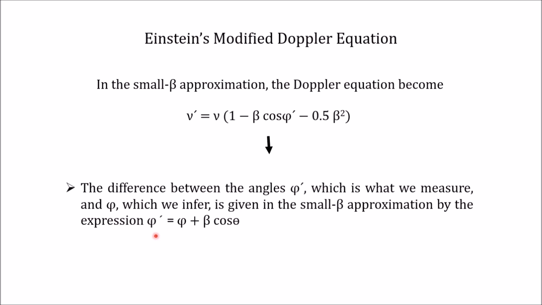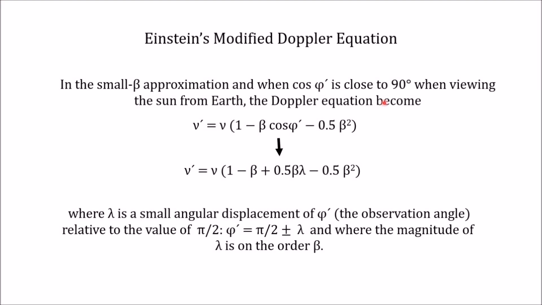Phi prime is related to phi by this factor. We call it small delta subsequently. And this is, again, a small beta approximation for what the actual change in the angle of the radiation is after interacting with materials. In the small beta approximation, when cosine phi prime is close to 90, when viewing the sun from the Earth as a particular scenario, the Doppler equation is, as we stated, given by this.